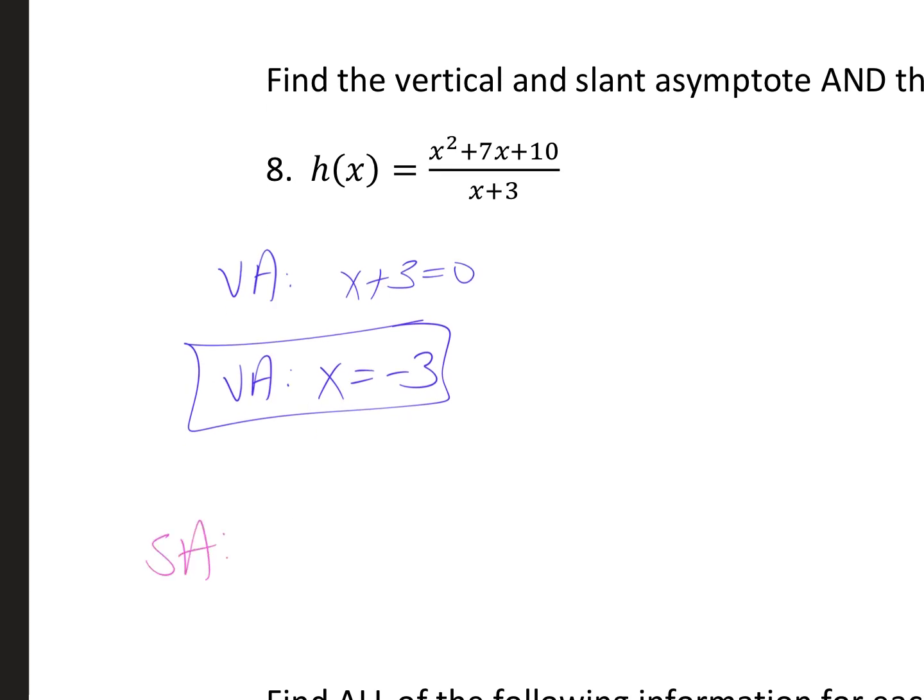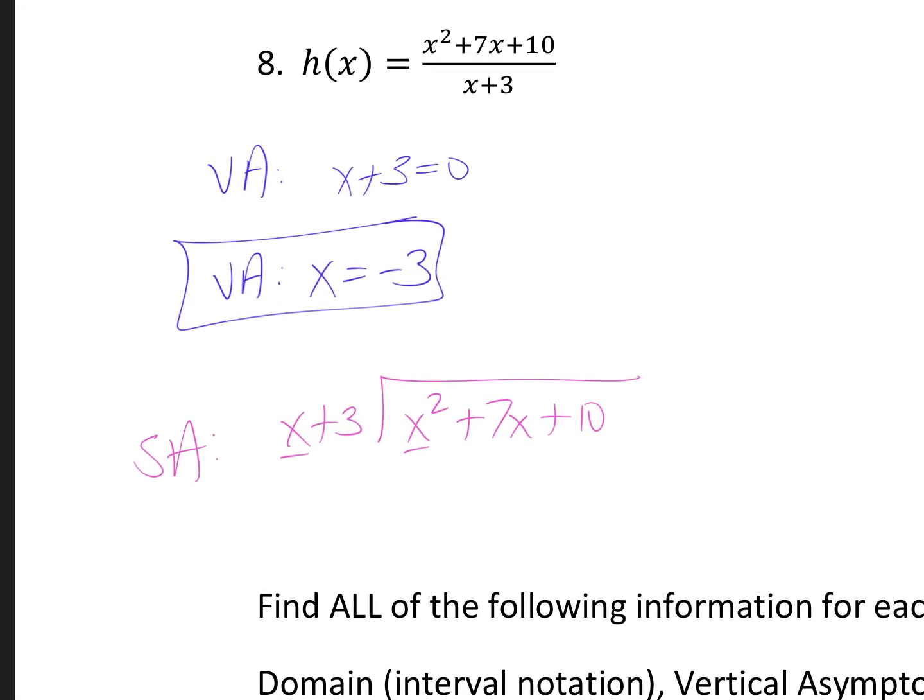Slant asymptote, what do I do? Long division. X plus 3 into x squared plus 7x plus 10. First term into first term. X goes into x squared how many times? X, good. X times x is x squared. X times 3 is 3x. Distribute, distribute, distribute. 7 minus 3 is 4. Bring down your 10.